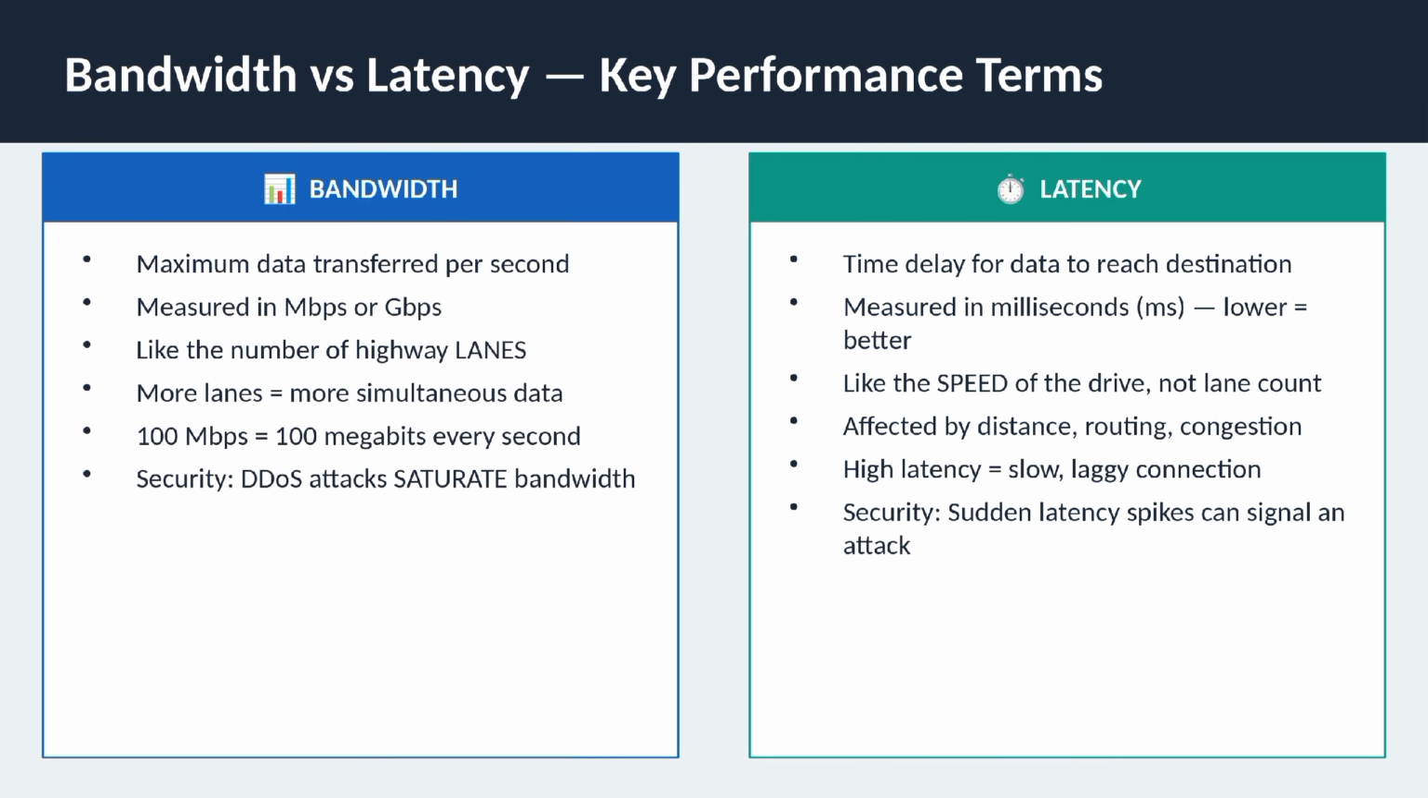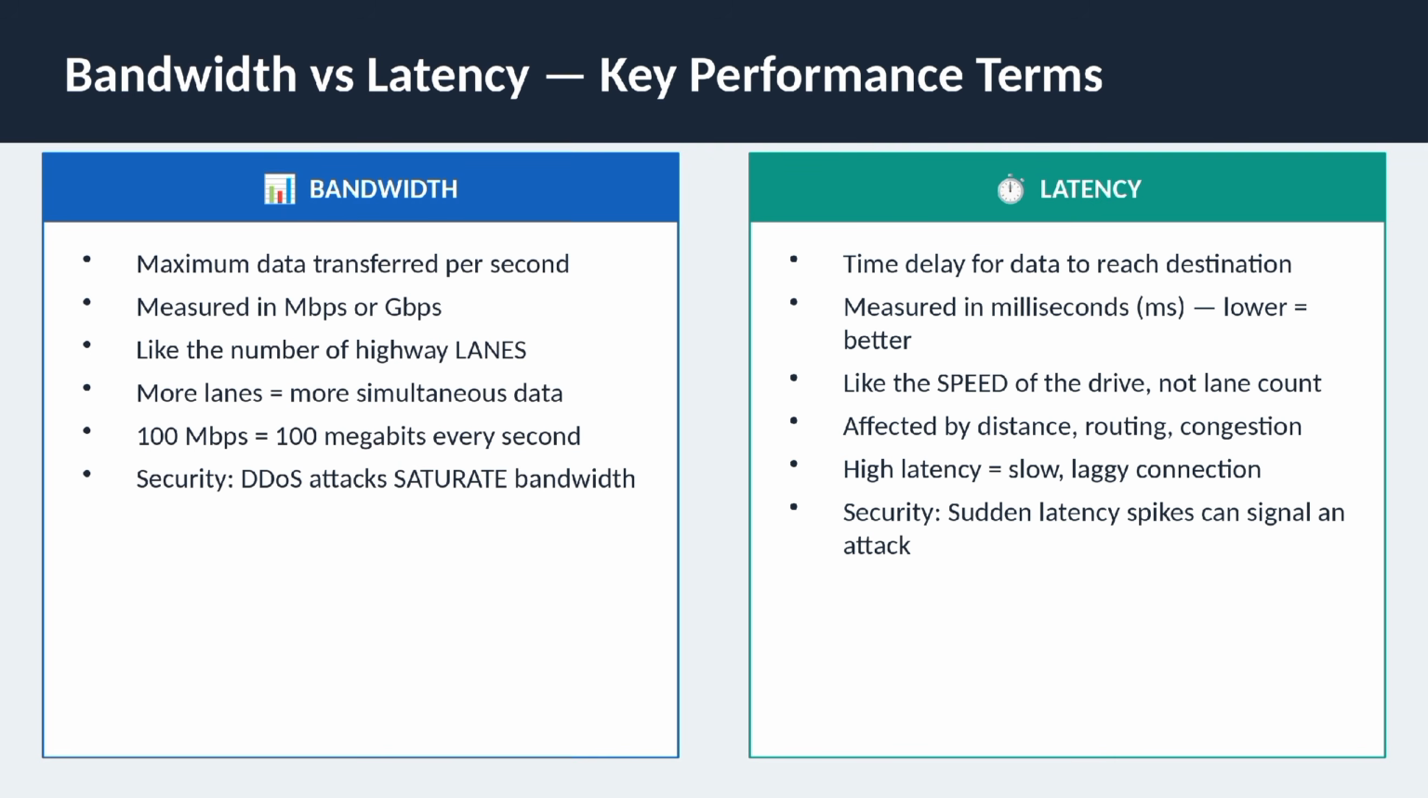The highway analogy works perfectly here. Bandwidth is the number of lanes on the highway. More lanes means more cars, or more data traveling at the same time. A 100 Mbps connection can handle 100 megabits of data every second under perfect conditions.